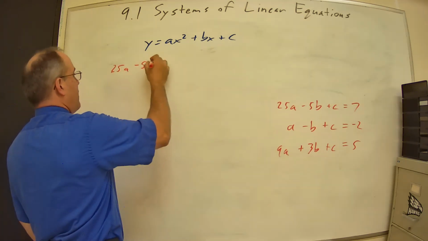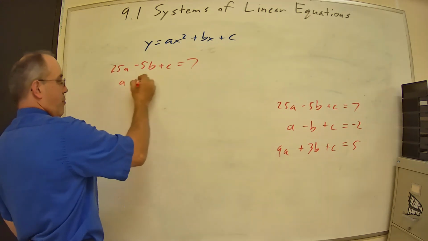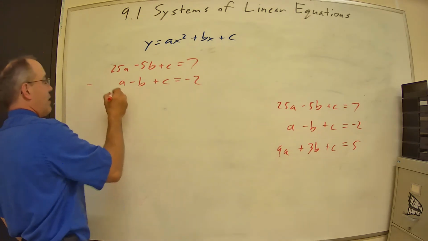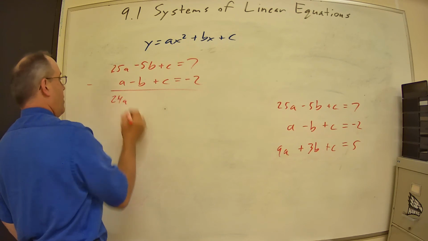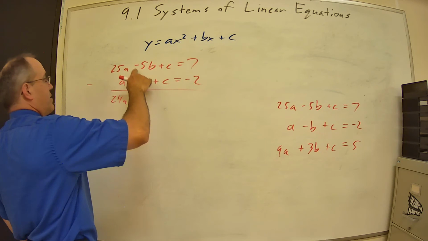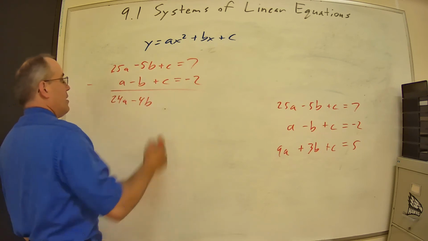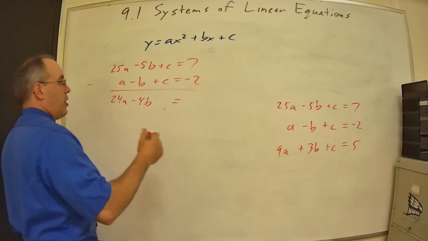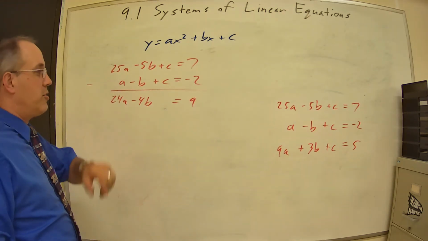25A minus 5B plus C is equal to 7, and A minus B plus C is equal to negative 2. If I subtract those, 25A minus A gives you 24A, negative 5B minus negative B, so that's negative 5B plus 1B is negative 4B. C minus C is 0C. 7 minus negative 2 is 7 plus 2, or 9. So that gives me one equation and two unknowns.